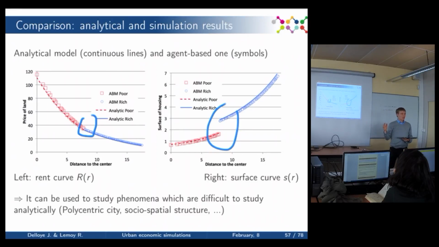Okay, so now you have just an agent-based model which finds the equilibrium of the analytical model we described before. The way I've been using it is the way we used simulations in physics. They are usually used to study phenomena which are difficult to deal with analytically. So in our case, it's for instance looking at the polycentric city, with several centers, which is more difficult to solve than with just one. And the social spatial structure, so this question of location of income groups, etc.